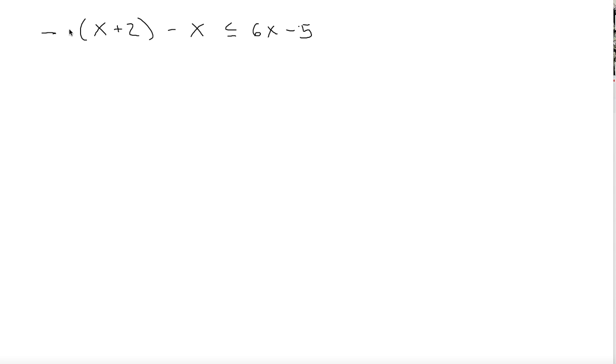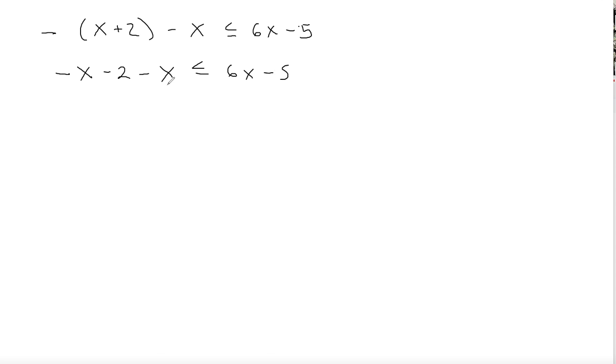Okay, let's take a look at this one. So I guess the first thing I would do is distribute that negative through and get rid of the parentheses. So let's make that a negative x, a minus 2 minus x, and that's going to be less than or equal to 6x minus 5.